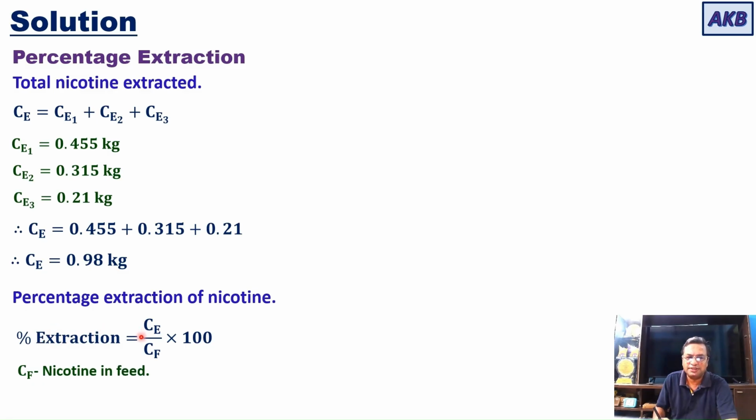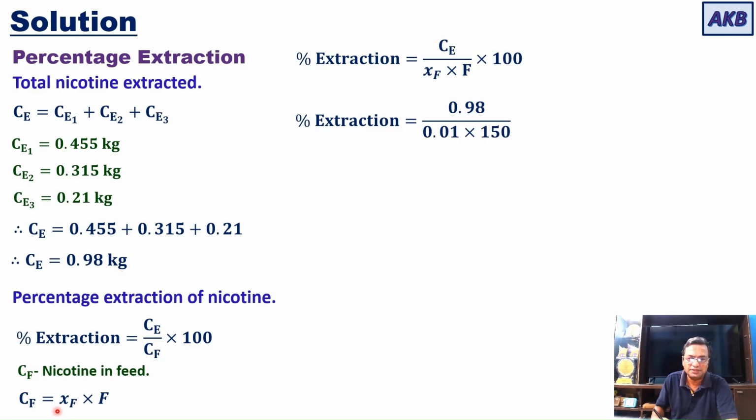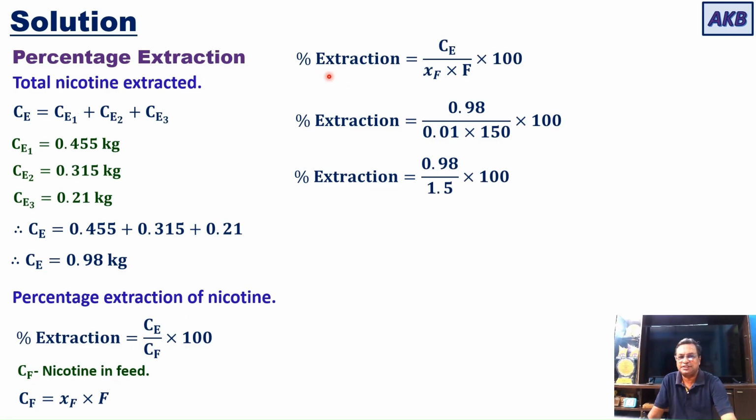Now let us find out percentage extraction of nicotine. So percentage extraction will be Ce, that is total amount of nicotine that is extracted, divided by CF. What is CF? Amount of nicotine in the feed. Here CF is quantity of nicotine in the feed. And how do you get it? You know the weight fraction, you know the total feed. Therefore, quantity of nicotine in the feed, that is CF, will be equal to XF into F. And therefore, percentage extraction will be equal to Ce upon XF into F into 100.